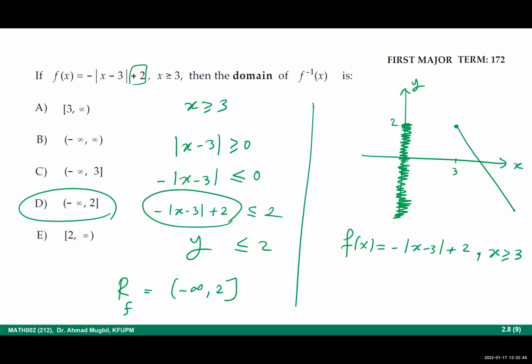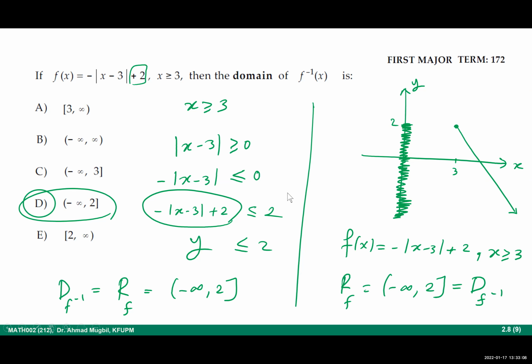And how to find the range? You just go on the y-axis and look right and left. Wherever you can find the graph, this is the range. So the range of the function is from -infinity to 2, and it is the same as the domain of the inverse. So the domain of the inverse is the range of the function. You are ready for measure 1, mashallah.